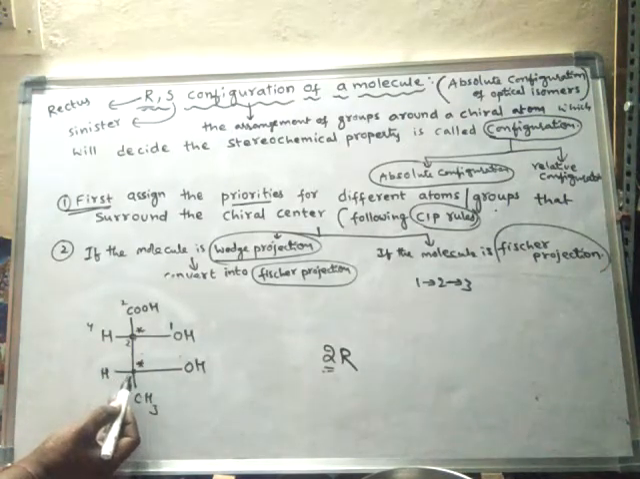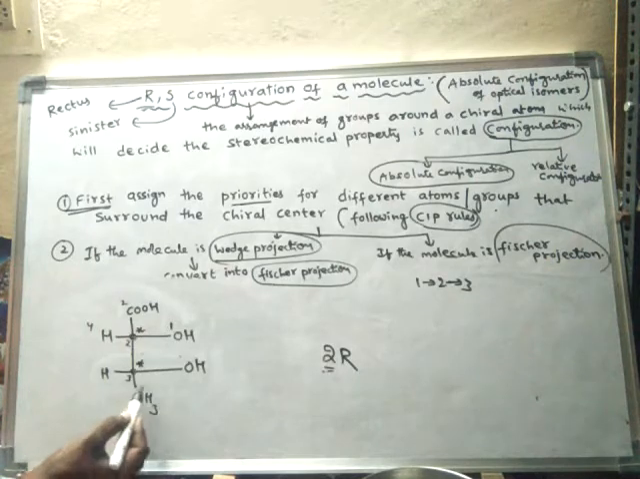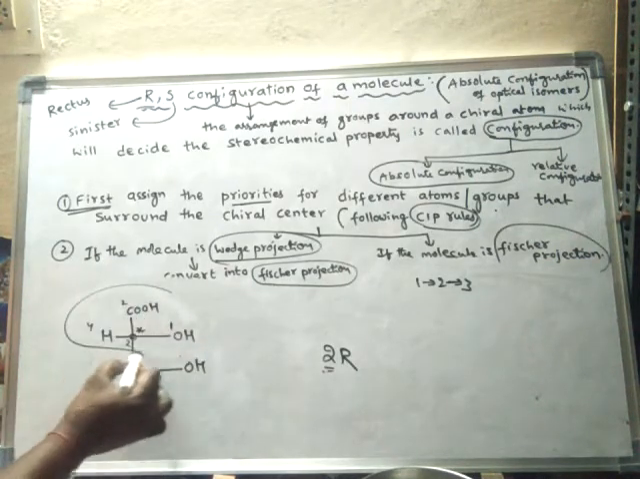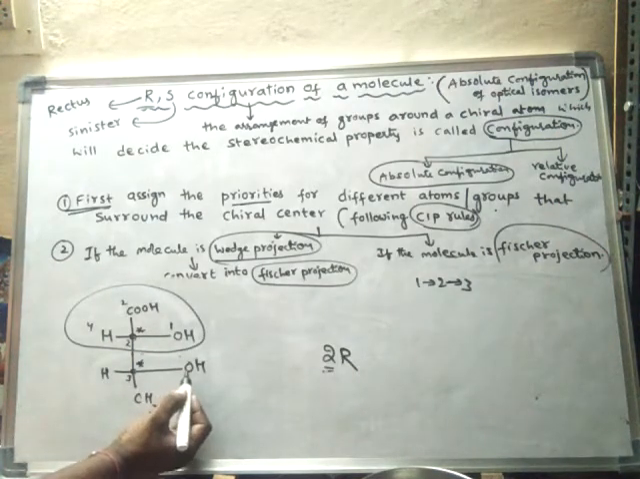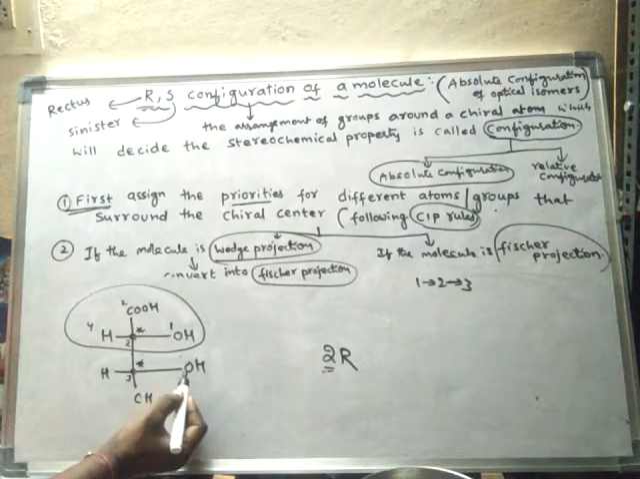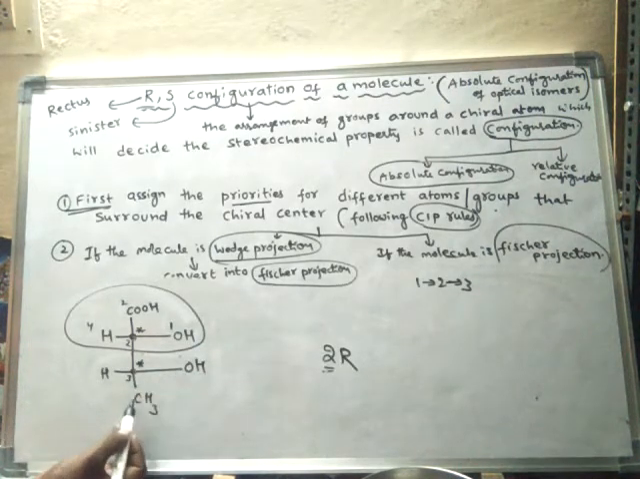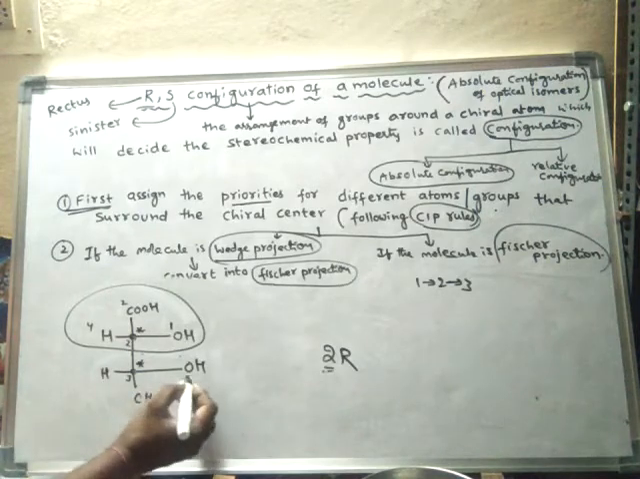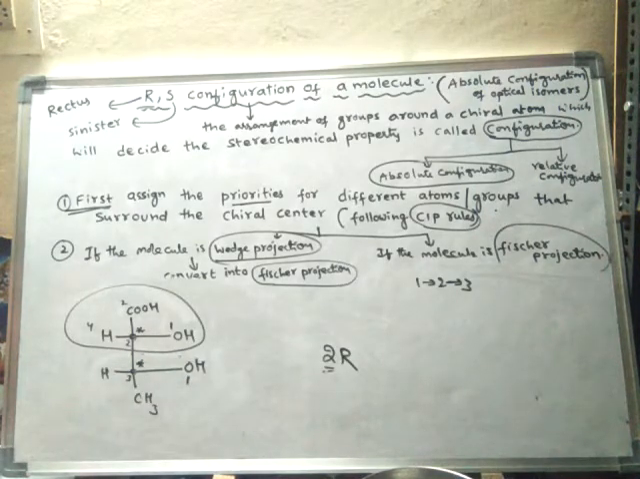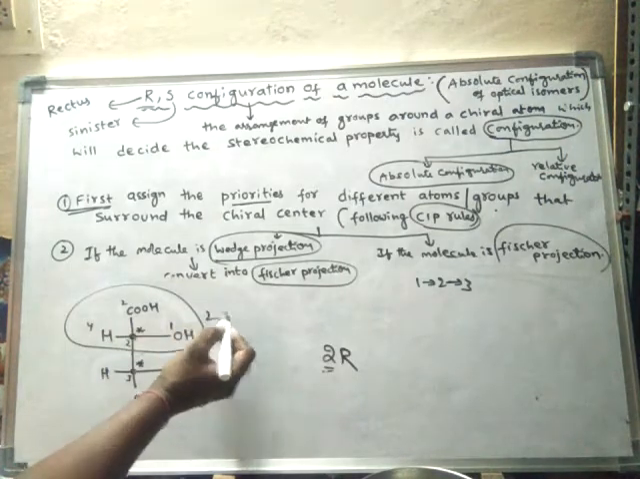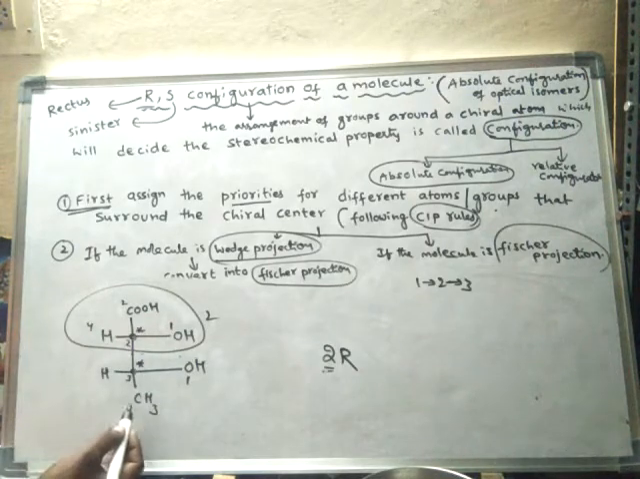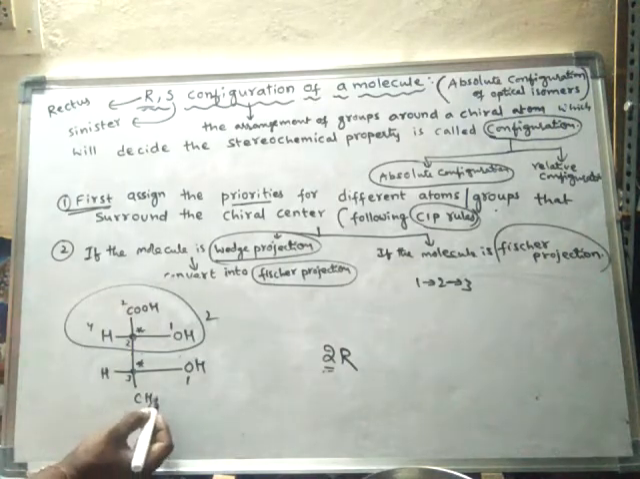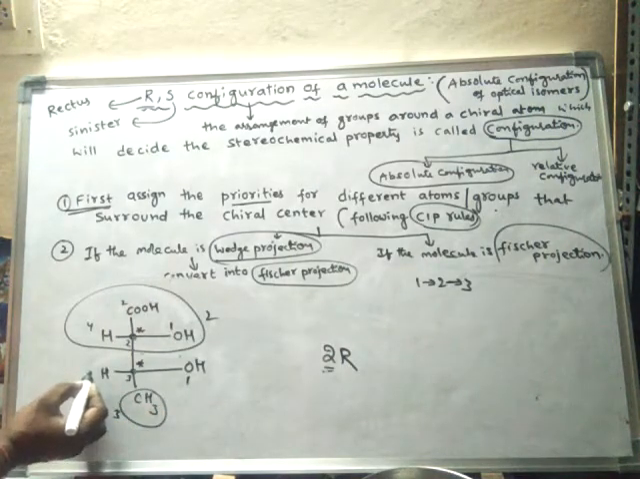So if this is a chiral carbon, then this is one group, this is another group, this is another group, and this will become another group. Now here, this chiral carbon is directly attached to oxygen, which has a higher atomic number than this carbon or hydrogen. So this should get priority 1, and the next priority will go to this group, because this carbon is attached to an OH group, a COOH group and hydrogen, whereas this carbon is attached to 3 hydrogens. Hence this will be given priority 2, this will be given priority 3 and this will be given priority 4.